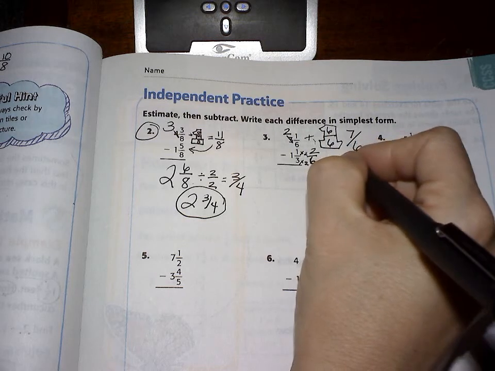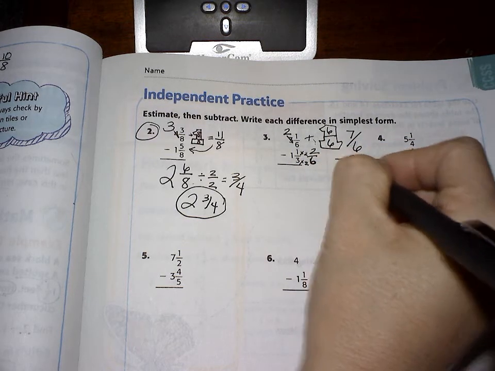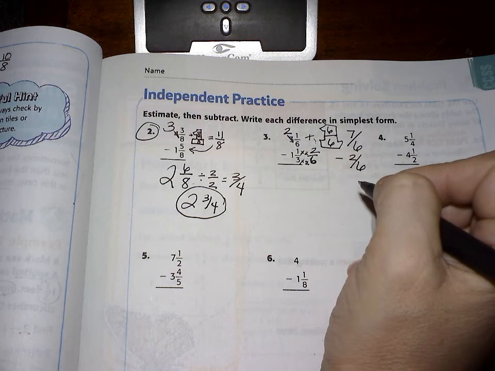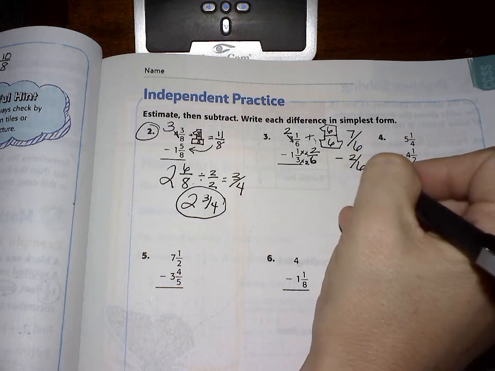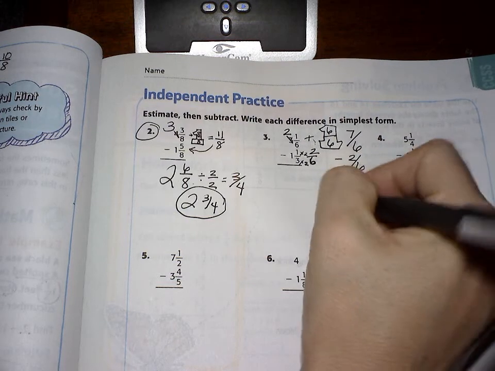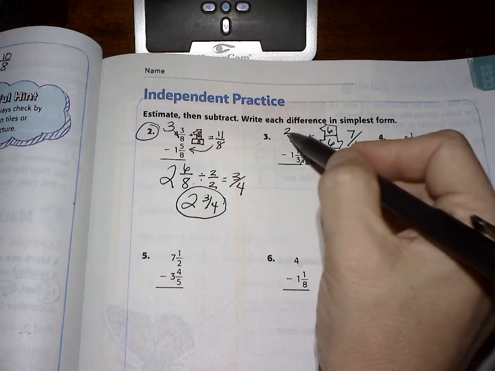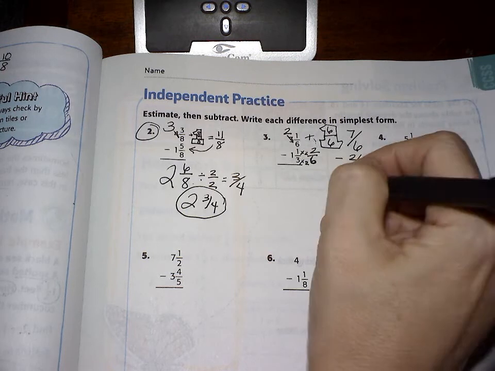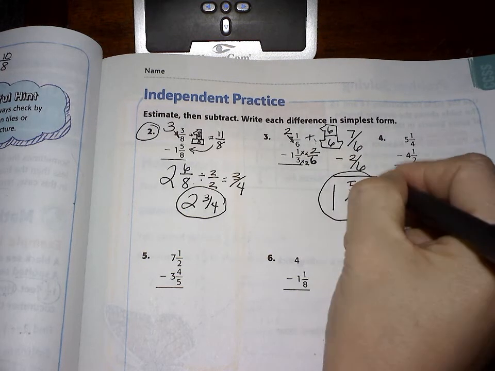Now, if you want to rewrite it, you can. Your 2/6 over here. So I've got the common denominator. I can subtract 7 minus 2 equals 5. Rewrite my denominator. Go back and check your whole numbers. Is there anything left? 2 minus 1 is 1. 1 5/6.